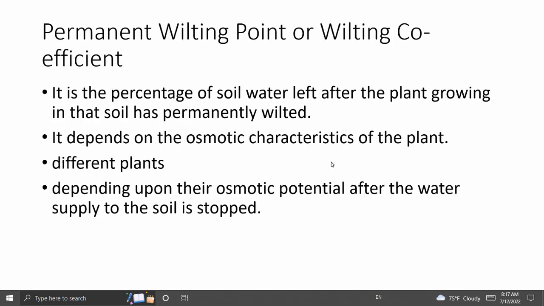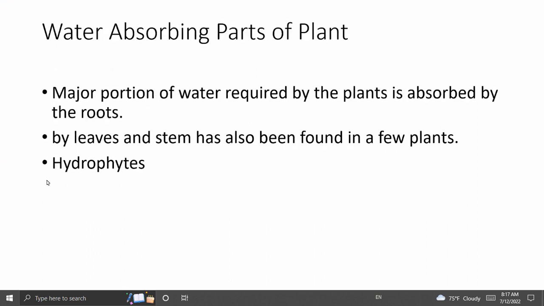Okay, that I have already told you, the permanent wilting point. When there is no water in the soil, the plant cannot take any water from the soil. Then the plant starts to wilt. That is what we call the permanent wilting point. So now we will see how this water is absorbed by the plants.